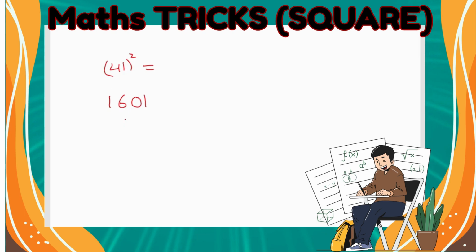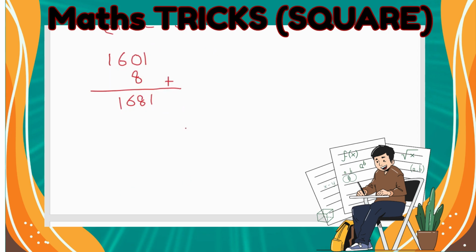Again, how are we going to write down 8? Leave the first number and just write down the 8 over here, right? And then add them up. 1, 8, 6, 1. So 41 squared is 1,681. Correct?